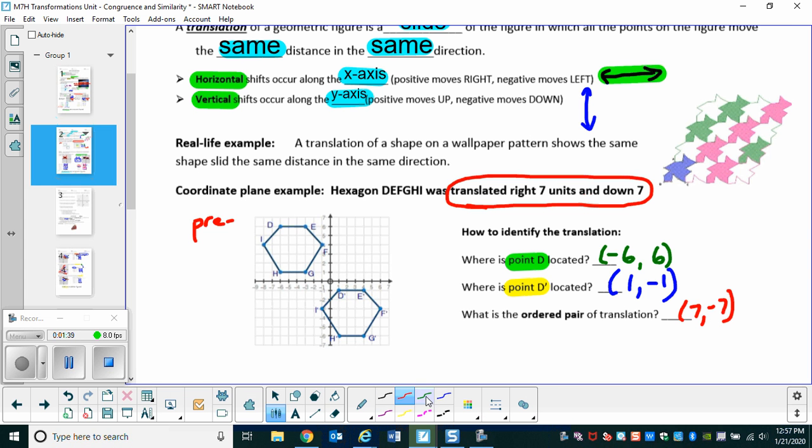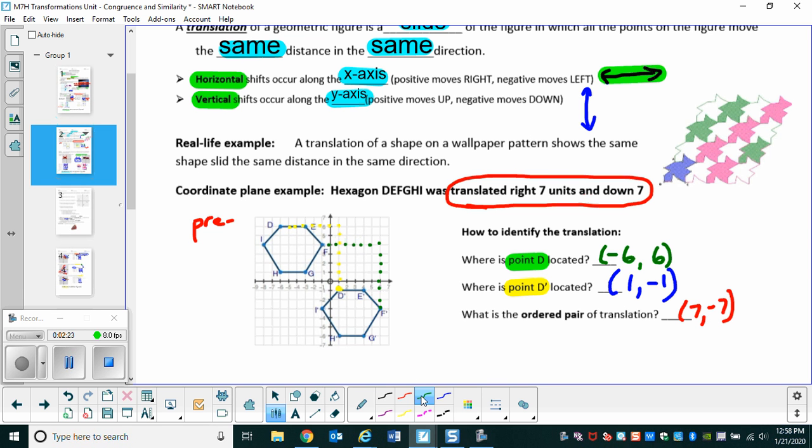So all we have to do here, I'm going to do it in yellow so it stands out, is take point D and move it to the right 7. So I'm just going to count 1, 2, 3, 4, 5, 6, 7. Then down 1, 2, 3, 4, 5, 6, 7. And that's how we got point D prime. In green, I'll show you F. F went over 1, 2, 3, 4, 5, 6, 7. Then down 1, 2, 3, 4, 5, 6, 7. So with a translation, you just take every single vertex, every corner, and then just move it how it tells you to move it, okay?